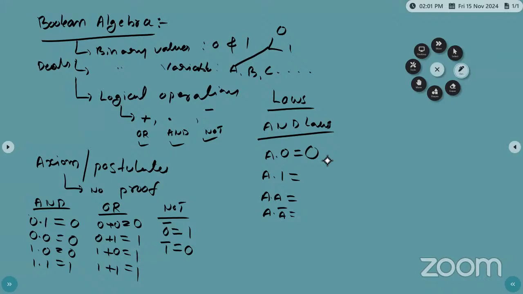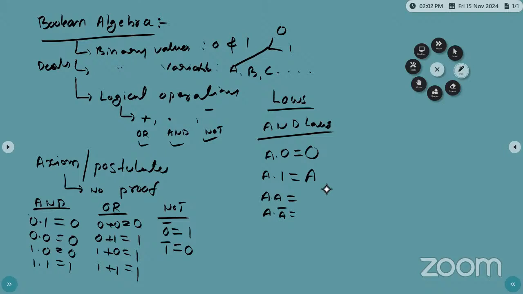Okay, next. A dot 1. Now tell me a dot 1. If a is equal to 0, 0 dot 1 is 0. If a equal to 1, 1 dot 1 is 1. Now what is the expression for that a dot 1? It is a. If a equal to 0, 0 dot 1 is 0, which equals a's value. If a equal to 1, 1 dot 1 is 1. So that depends on a.